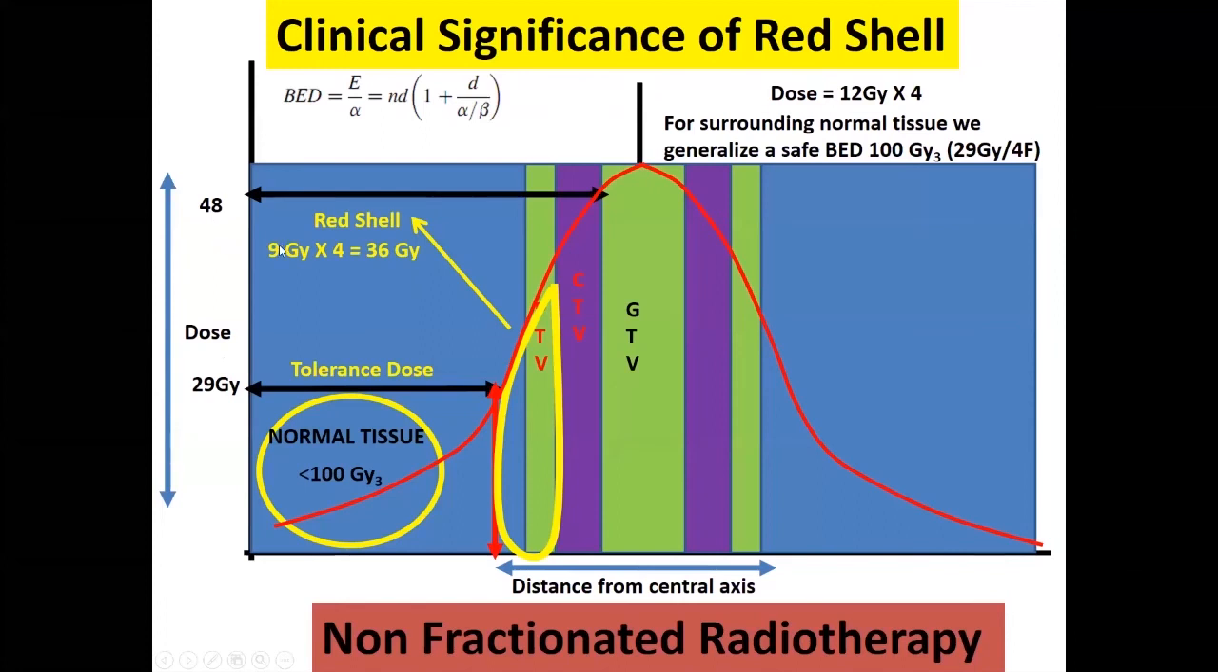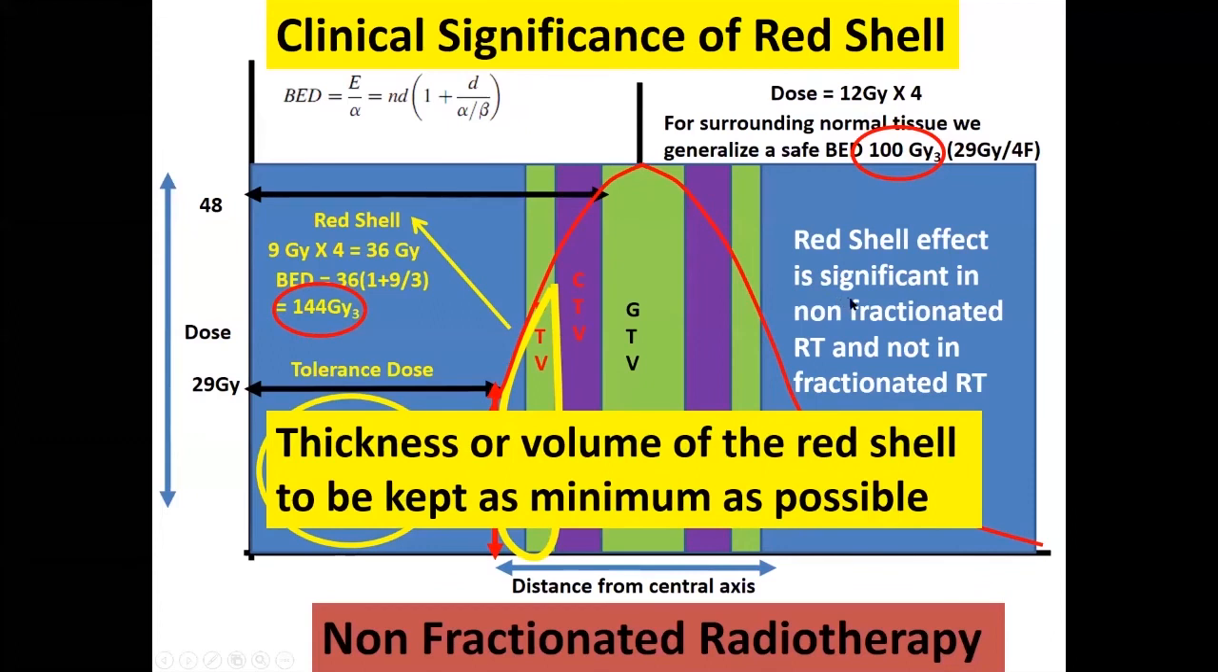9 gray per fraction. So again, putting this value in biological effective dose formula, you calculate, it comes out to be 144 gray. And now you will appreciate that this is a much, much higher dose as compared to safe BED of 100 gray. So we can say that in non-fractionated radiotherapy, red shell plays a very, very important role, and it is very significant in non-fractionated radiotherapy, but not in fractionated radiotherapy.